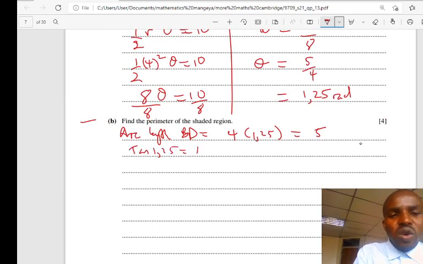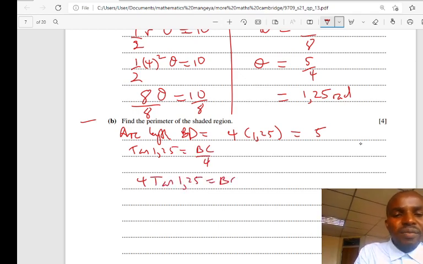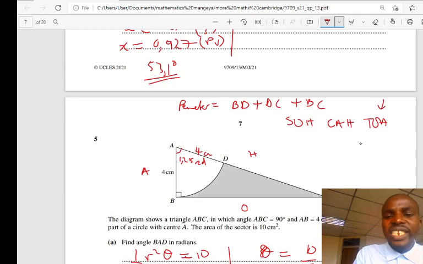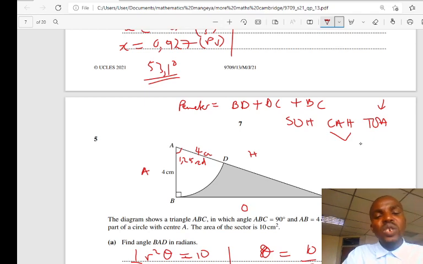So tan 1.25 is equal to BC over 4. From this you can get 4 tan 1.25 is equal to BC. So that's our BC. Now we have BD and we have BC. Now what is left is DC. DC is AC minus AD. AC is the hypotenuse, and you have the adjacent, 4 centimeters. Adjacent over hypotenuse is cos. So cos of the angle, cos 1.25 is adjacent 4 over AC.